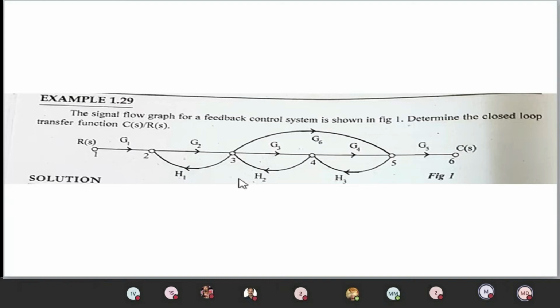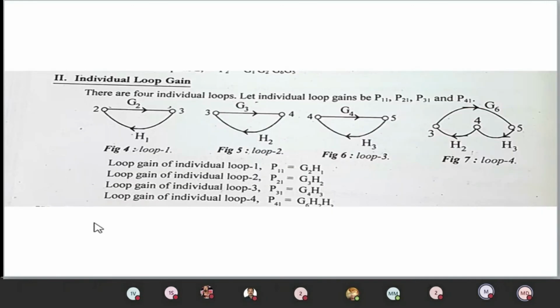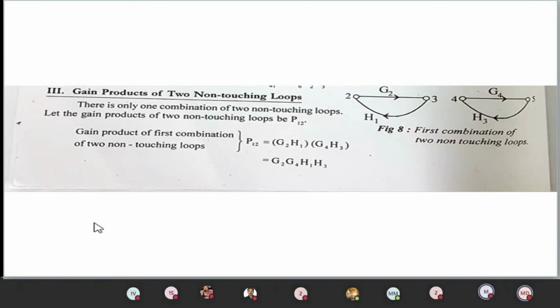So loop 1 and loop 2 have common node 3. But loop 1 and loop 3 are non-touching, because 2 and 3, 4 and 5 are entirely different. So you have one pair of non-touching loops, that is loop 1 and loop 3. The reason is very simple: they don't have any common node. So the product of non-touching loops is G2 H1, G4 H3.